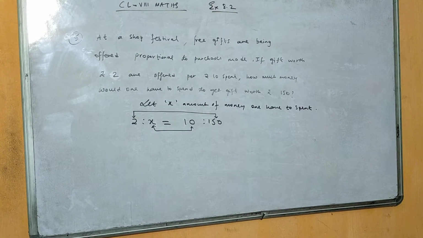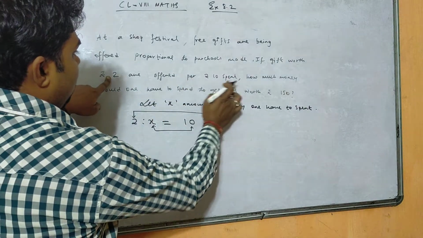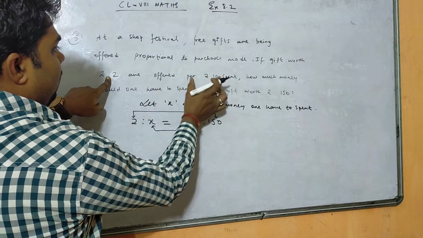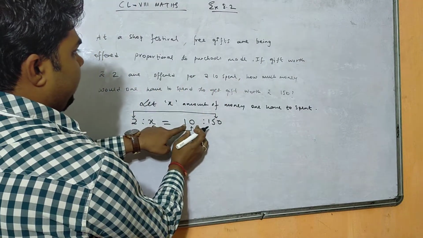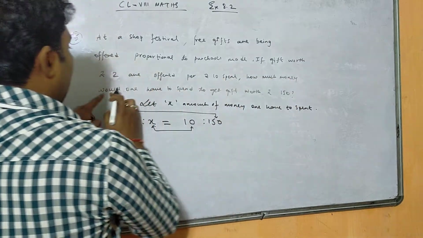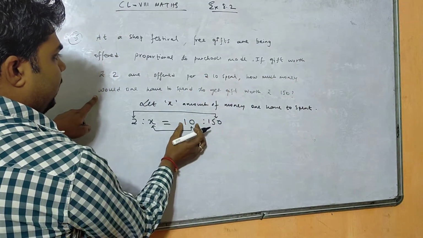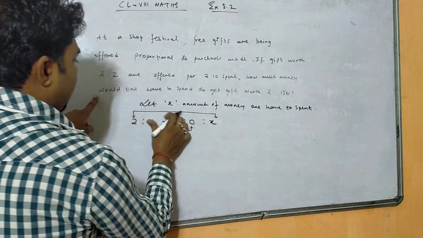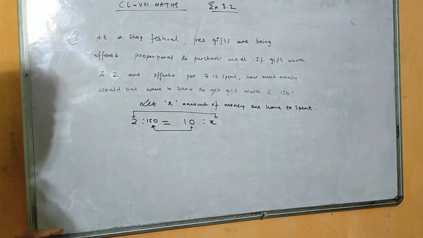One thing you have to note here: when a gift of rupees 2 is offered per rupees 10 spent, that means when 2 is offered, rupees 10 is spent. How much money would one have to spend? That means rupees 10 is spent, where I wrote here. So how much money do we have to spend? That means x will be here and 150 will be here. So this will be the position.